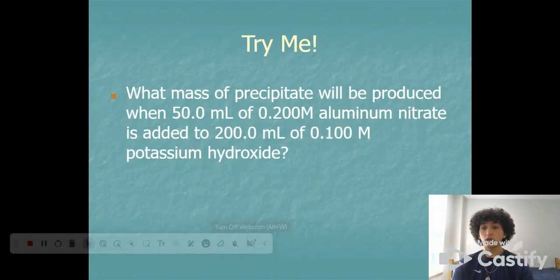Now for the moles of Al3+ is equal to 0.05 liters times 0.2 molar, which is 0.01 moles. For moles of hydroxide, you have 0.2 liters times 0.1 molar equals 0.02 moles. Find the limiting reactant. From the net ionic equation, you need 3 moles of OH- per 1 mole of Al3+. So for 0.01 moles of Al3+, you need 0.03 moles of OH-. But you only have 0.02 moles OH-. That means OH- is the limiting reactant.